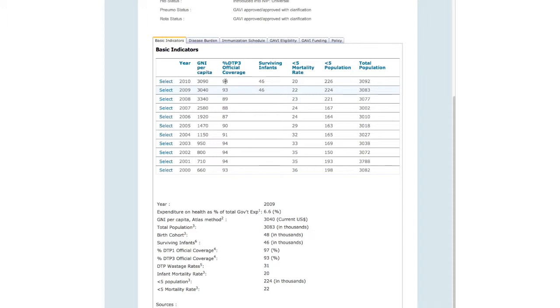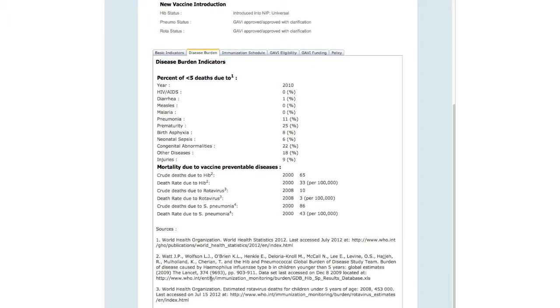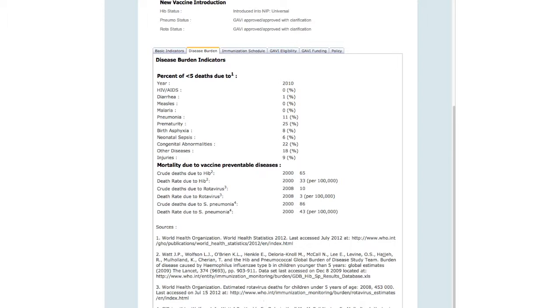However, for key indicators that are used often by our users, we have the time series data from 2000 to the most up-to-date year, which is currently 2010, for the most important indicators. If you click on the disease burden tab for Armenia, you get information about the percent of under 5 deaths due to various diseases, as well as mortality due to vaccine preventable diseases such as crude deaths and death rate from HIB, rotavirus, and pneumococcal pneumonia or streptococcus pneumonia. Sources for this information are below.